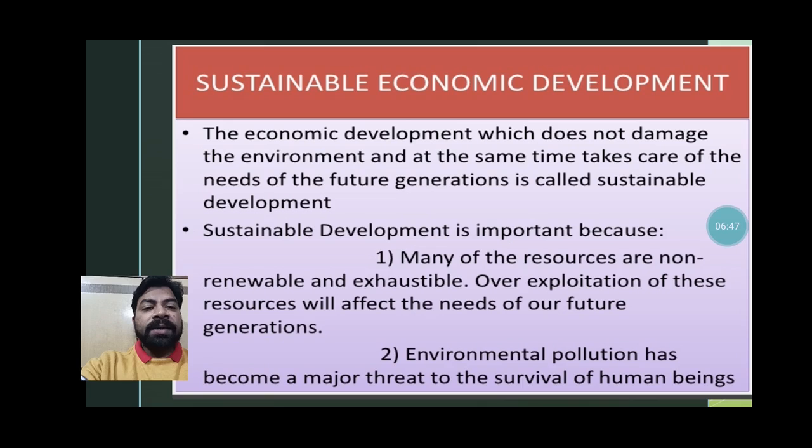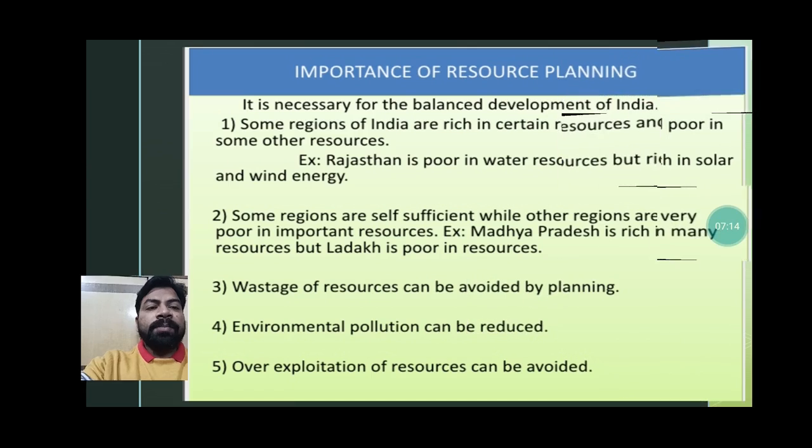So the resources like coal, petroleum, natural gas, these are limited in quantity. If we use them indiscriminately, they will be exhausted, and they will not be available for our future race. Second is environmental pollution also. Environmental pollution has become a major threat to the survival of human beings. So these are some problems which can be created due to the indiscriminate use of resources.